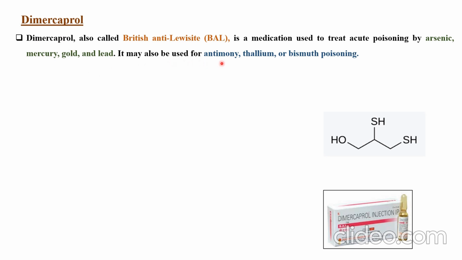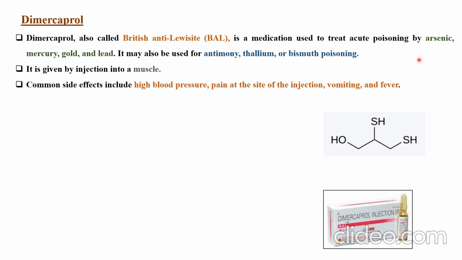It may also be used for antimony, thallium, and bismuth. These three we are keeping in a separate section because this poisoning rarely occurs. Most of the time, the poisoning is not even gold poisoning, but the drug of choice in the case of gold poisoning may be dimercaprol. Given by injection, they are saying that it is intramuscular injection administration, right?